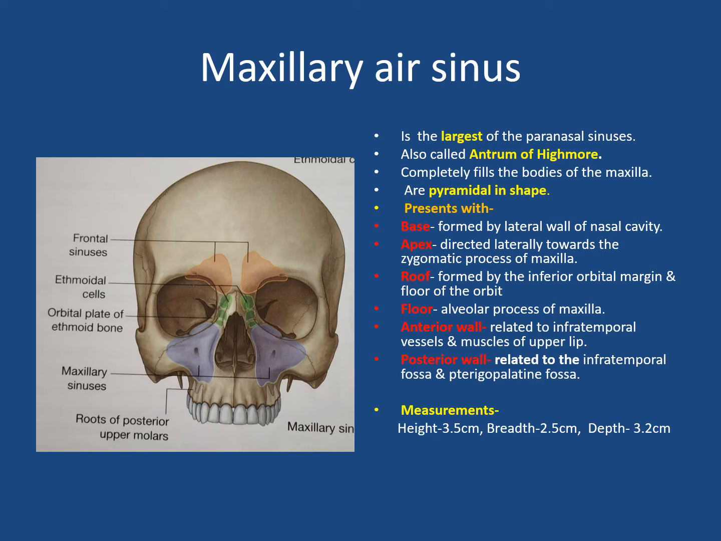I have already told you the maxillary sinuses are also referred to as the antrum of Highmore. The maxillary sinuses completely fill the bodies of the maxilla, and they are pyramidal in shape, so they will present with an apex, a base, and 4 surfaces.